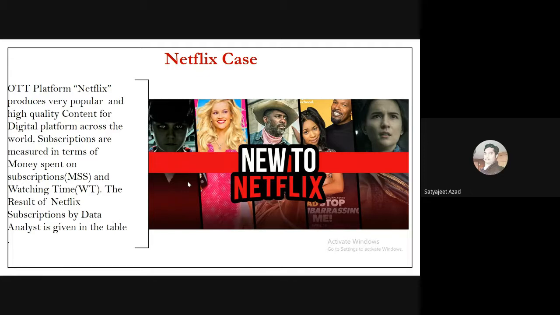For example, if you are a consultant to Netflix, and I have given you this data set where I have given you two data points, let's say money spent on subscriptions and watching time. And also I have given you the result of the Netflix subscription. Okay. So how are you going to analyze it? Okay. So there is a data set here.